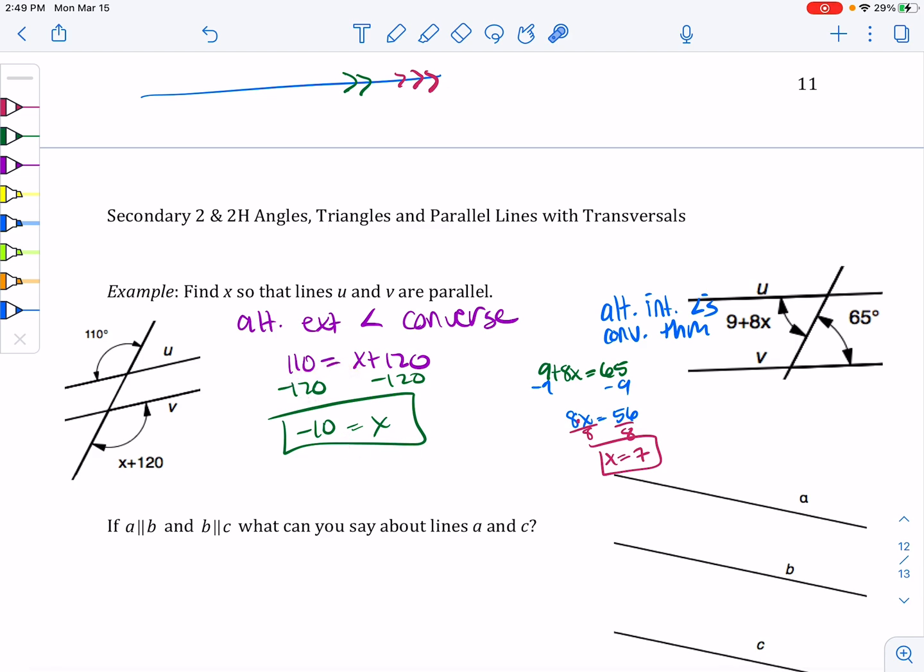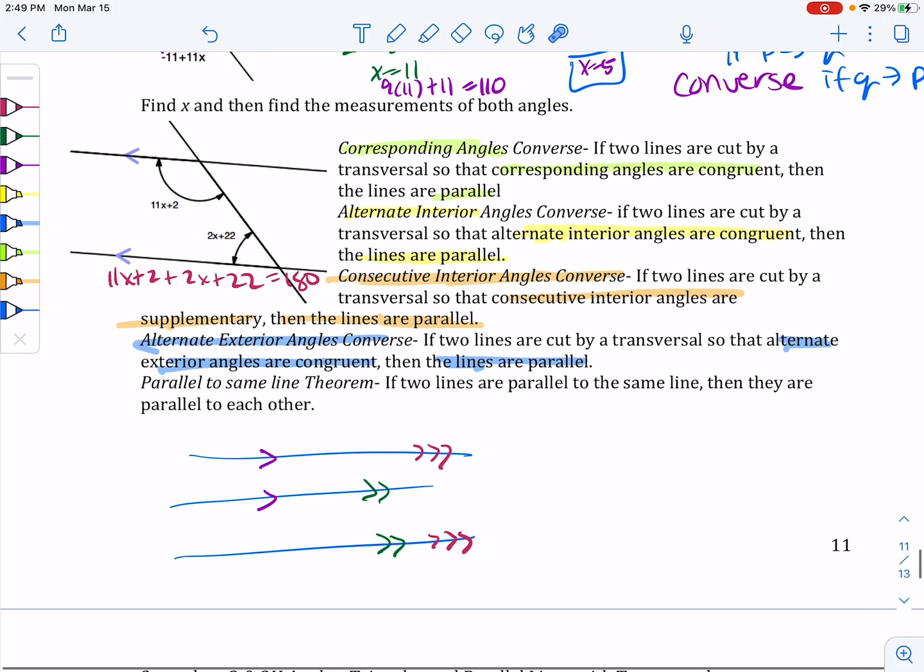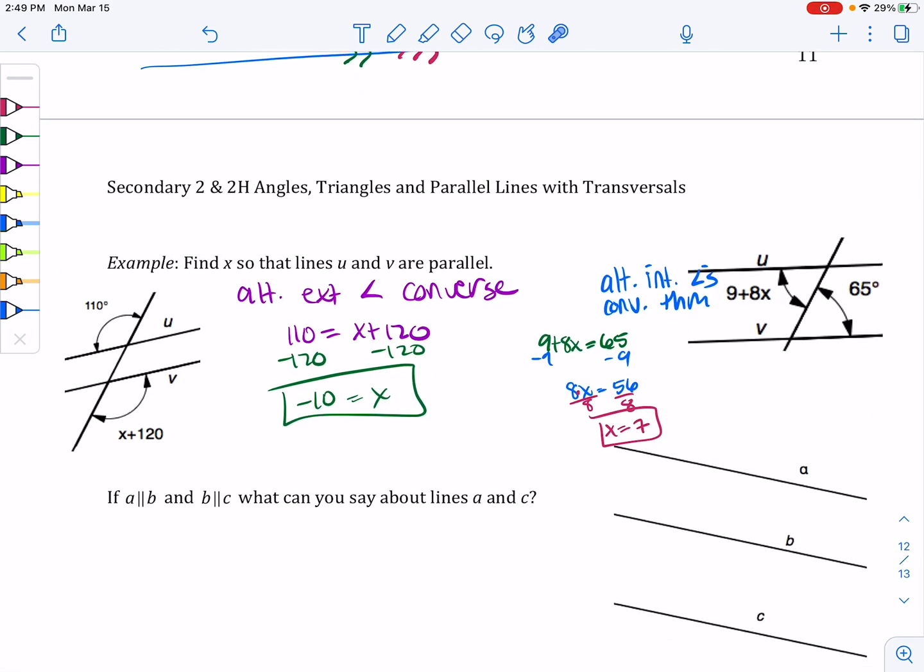So we're saying because in order for u and v to be parallel, these need to be the same measurement, right? So we're starting out with different pieces of information each time. So these, we knew the lines were parallel, so then we could say it's supplementary. In order to show that these are parallel, we need those two to be the same measurement. So in order for those two to be the same measure, we need the x to be negative 10. Or in order for these two, alternate interior, to be the same measurement, x needs to be 7, so then u and v will be parallel.